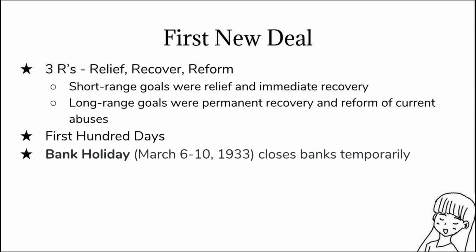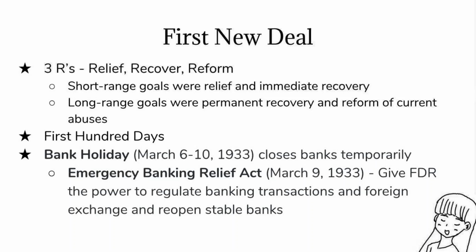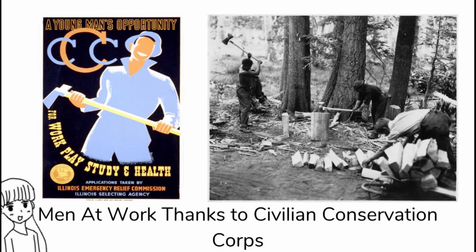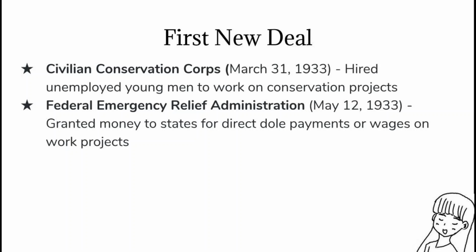There's the bank holiday, which closes banks temporarily, and which leads to the Emergency Banking Relief Act, giving FDR the power to regulate banking transactions and foreign exchange and reopen stable banks. There's the Civilian Conservation Corps, which hired unemployed young men to work on conservation projects. And there's a picture of some men chopping some logs and an advertisement, probably to get them to join, because it's a swell time. There's the Federal Emergency Relief Administration.